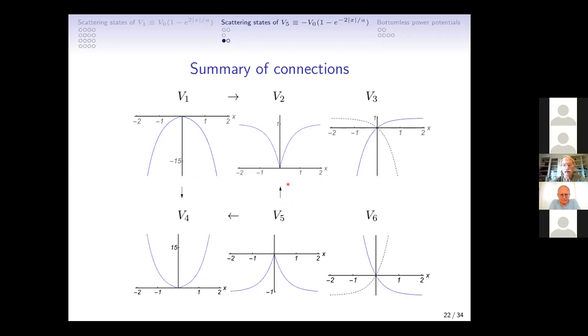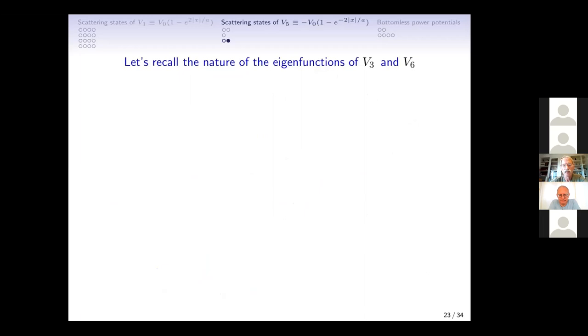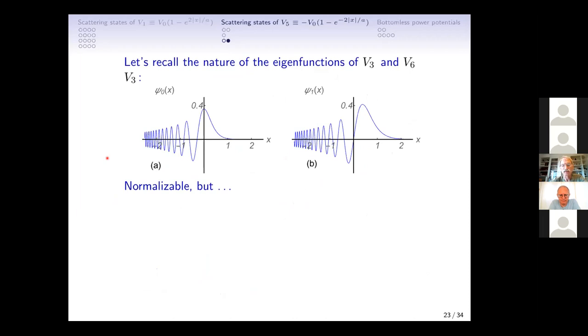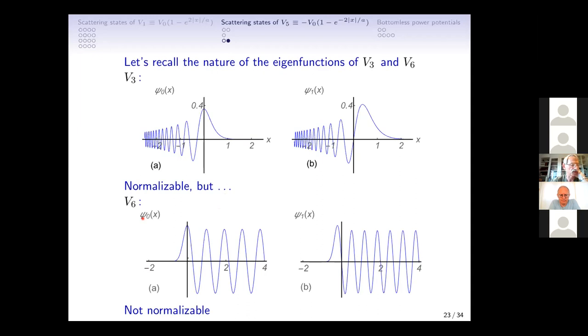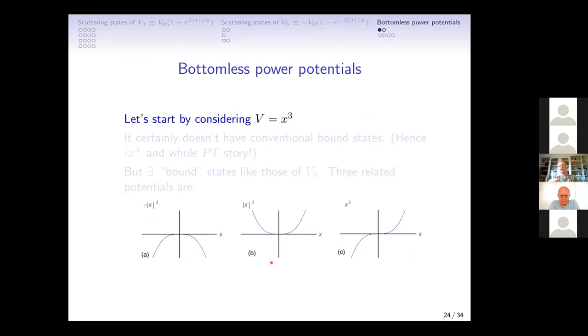And I just wanted to say here that the difference was that for the bottomless case, they were normalizable wave functions, but the moments of momentum were not. In the case of these two, V6, which is the upside-down, the other exponential, the states are not actually even normalizable. They're definitely scattering states. All right, so that's the story of these different bits of exponential potential.